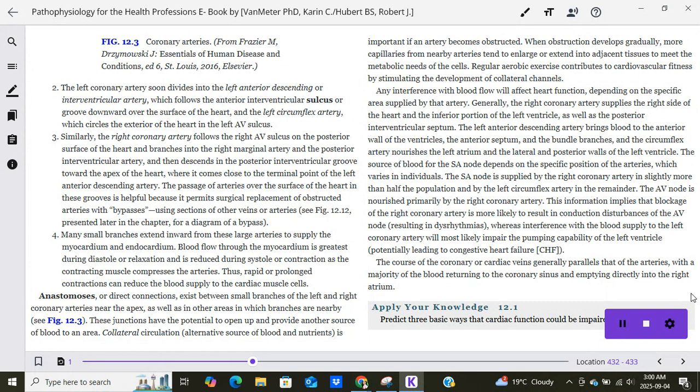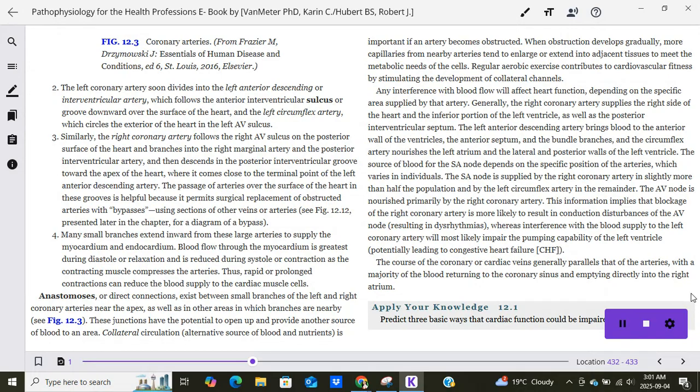This information implies that blockage of the right coronary artery is more likely to result in conduction disturbances of the AV node, resulting in dysrhythmias, whereas interference with the blood supply to the left coronary artery will most likely impair the pumping capability of the left ventricle, potentially leading to congestive heart failure (CHF).